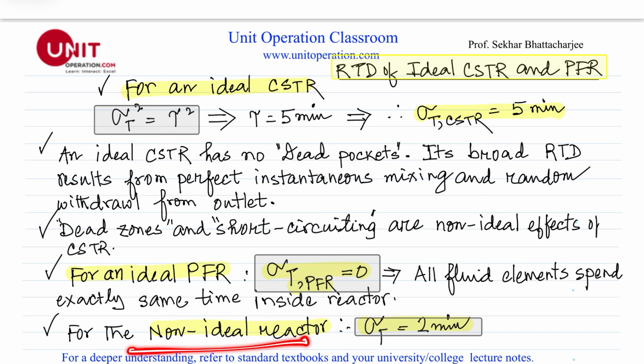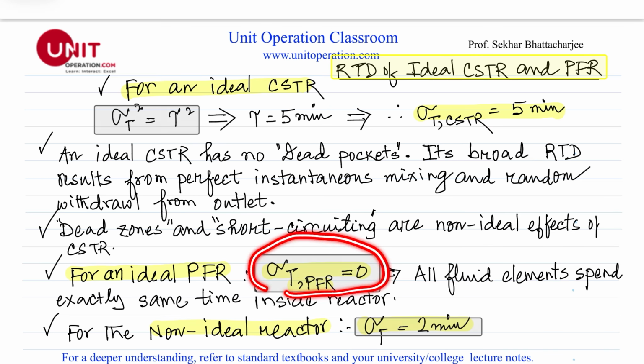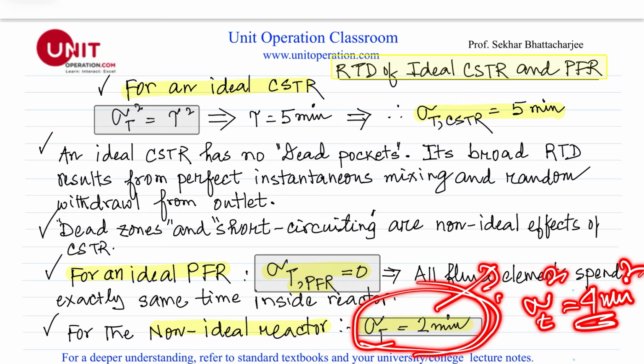For our non-ideal reactor, this is 2 minutes. For an ideal CSTR, the variance would have been tau squared, and the standard deviation is 5 minutes. For an ideal plug flow reactor, the standard deviation is 0 minutes. And for the non-ideal reactor of our problem, the variance sigma squared is given as 4 minutes squared, so the standard deviation is equal to 2 minutes.